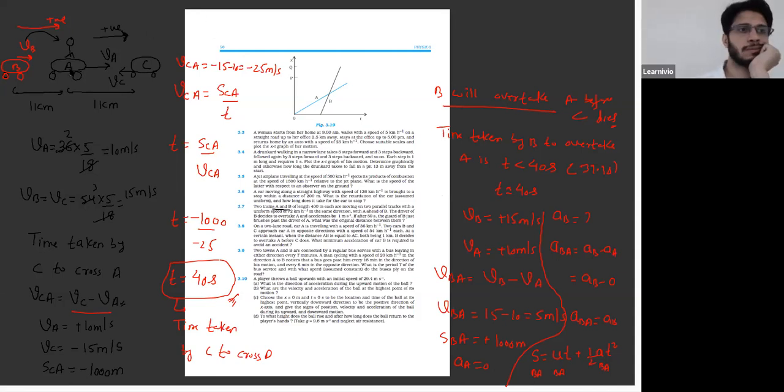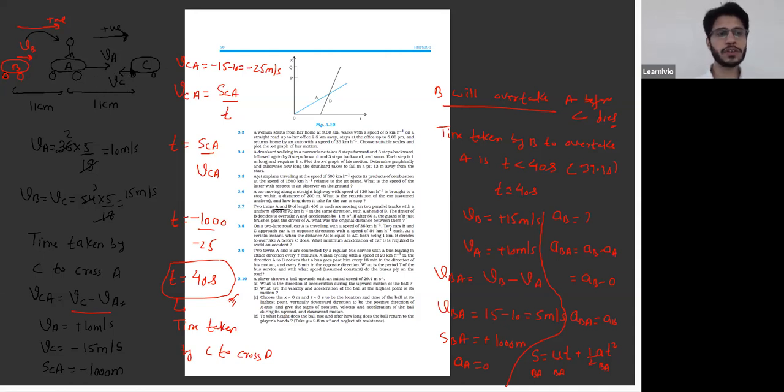See, you have 3 cars, car B, A, and C. Car A and car C are moving in exactly opposite directions. And car B is moving in the same direction as that of car A. So the question says, this C tries to cross A, but before C does, B overtakes A. So you have to find the velocity of B so that B overtakes A before C does. B increases its speed in a way so that it overtakes A before C does.